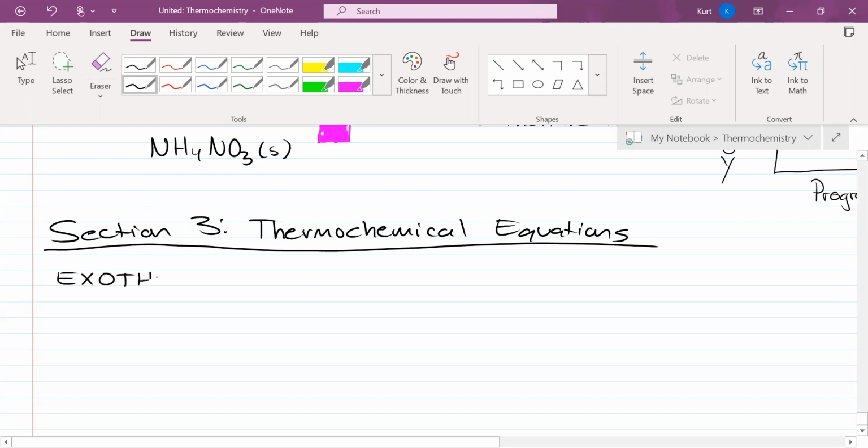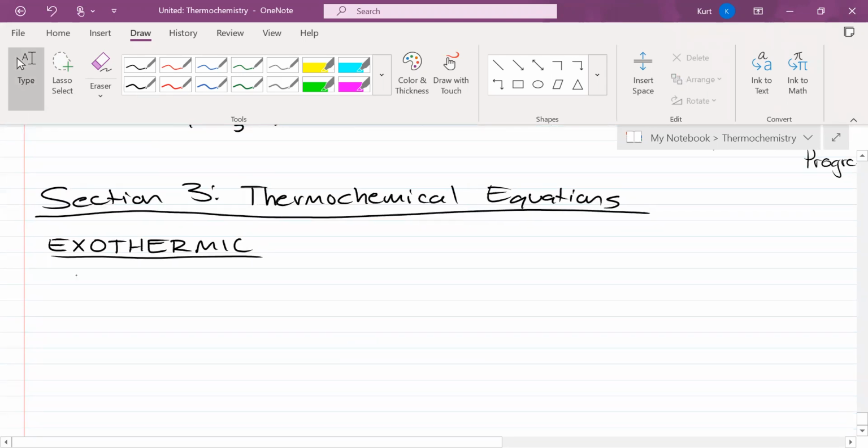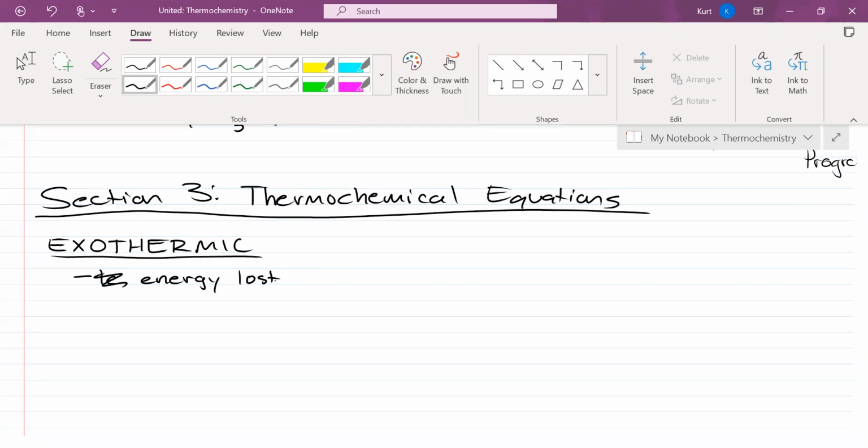The first is exothermic. Does this mean energy is gained or energy is lost? Energy is lost. Thank you for participating. So if you're actually looking at a thermochemical equation, would the energy be considered a reactant or would it be considered a product? Yeah, joules or kilojoules are a product.